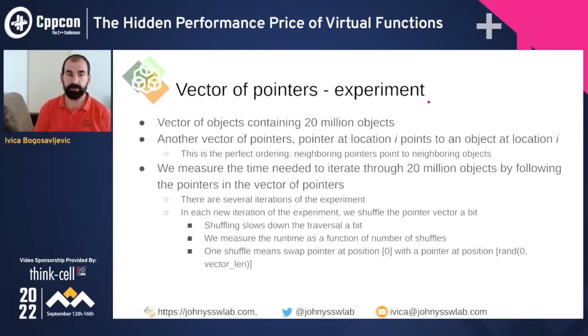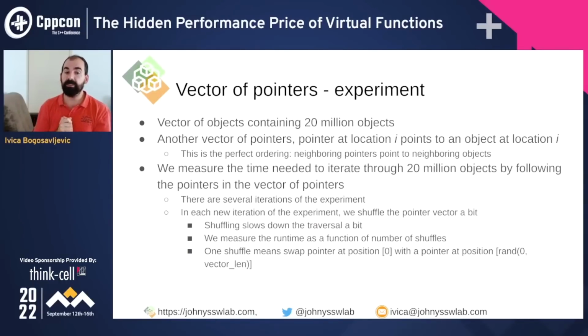So let's do some experiments. We have a vector of objects that contains 20 million objects. We have another vector of pointers, also with 20 million pointers, and the pointer at location I points to the object at location I. So we have two arrays. One is the array of pointers, another one is the array of objects. Pointer at location I points to the object at location I. So we have a perfect ordering. Neighboring pointers point to the neighboring objects.